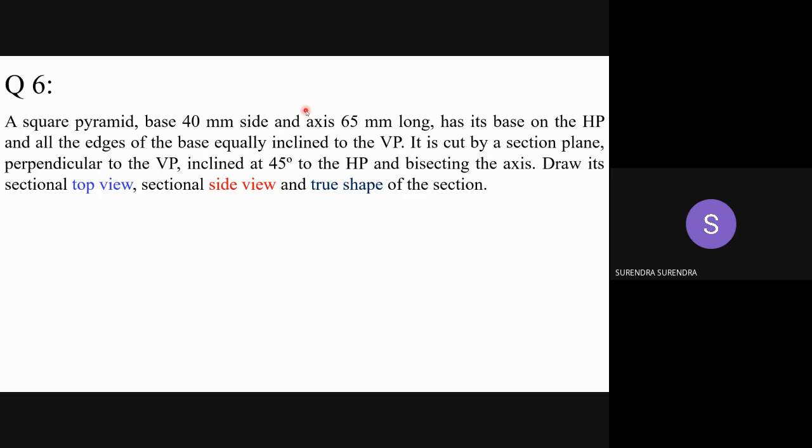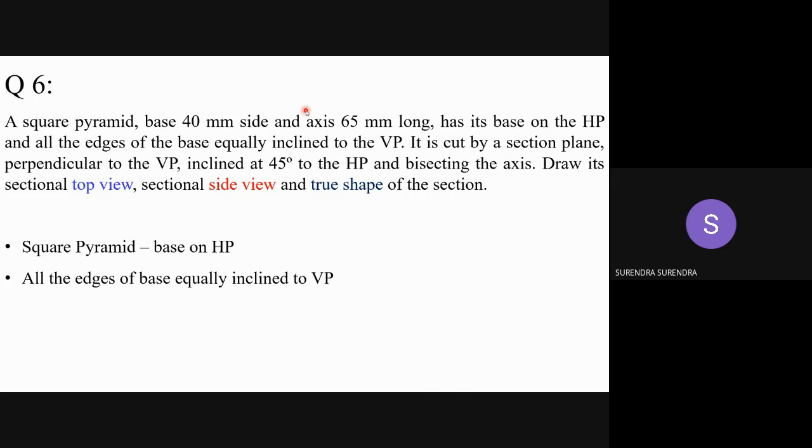So be careful. Write all the problem-matching conditions one by one in a sequential order. Make it as a practice. The conditions are: first, object: square pyramid with base on HP, and one more condition: all the edges of the base are equally inclined to vertical plane.